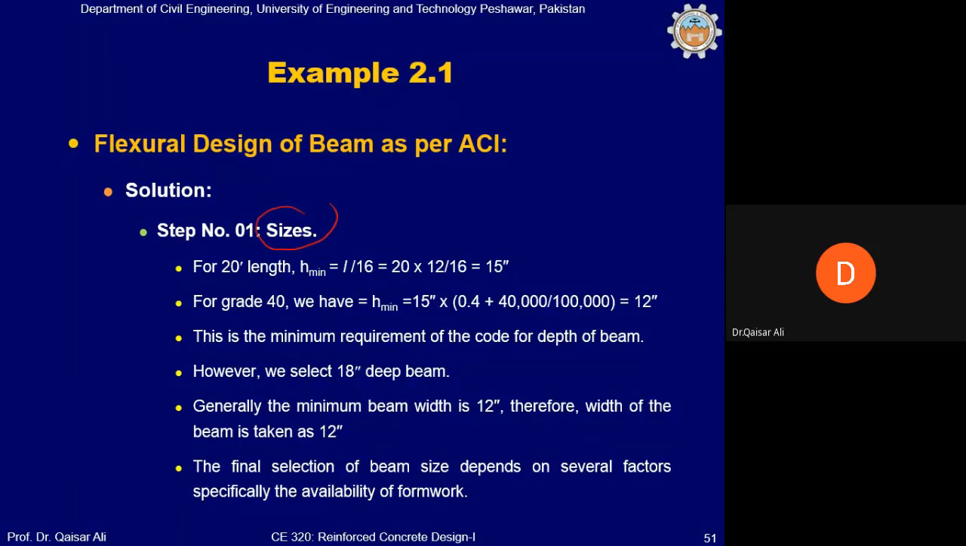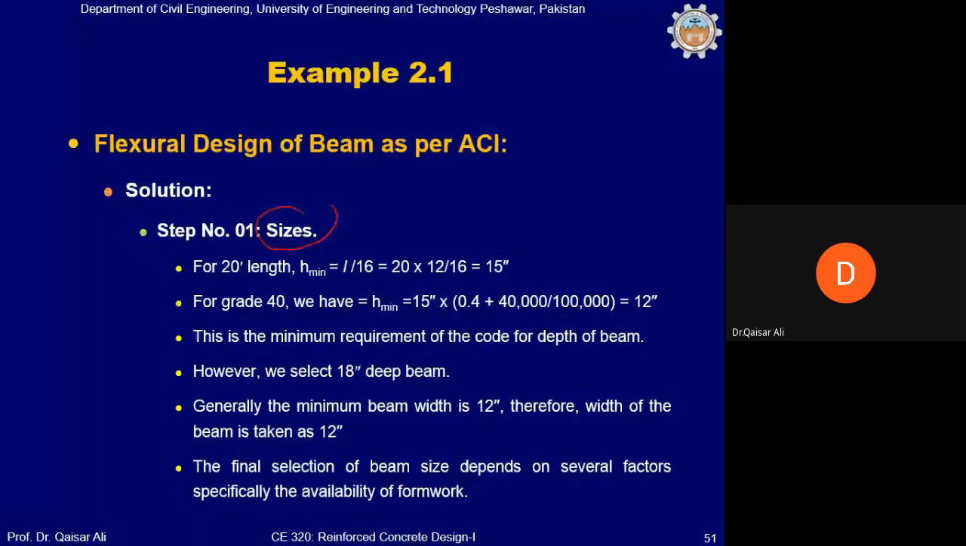And to produce this beam, you have to have the formwork. If you do not have the formwork, you will not be able to produce the beam. And the formwork of every size will not always be available in the market. Okay, there are some specific sizes which are available in the market, and to prepare a formwork for your project will become too much uneconomical.